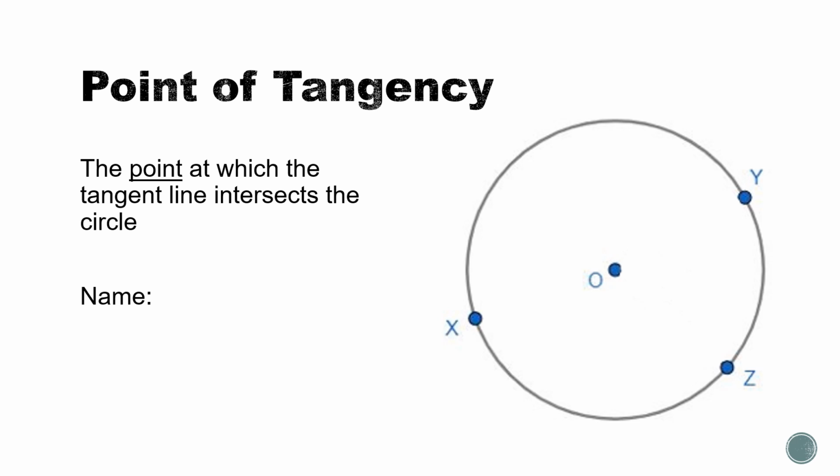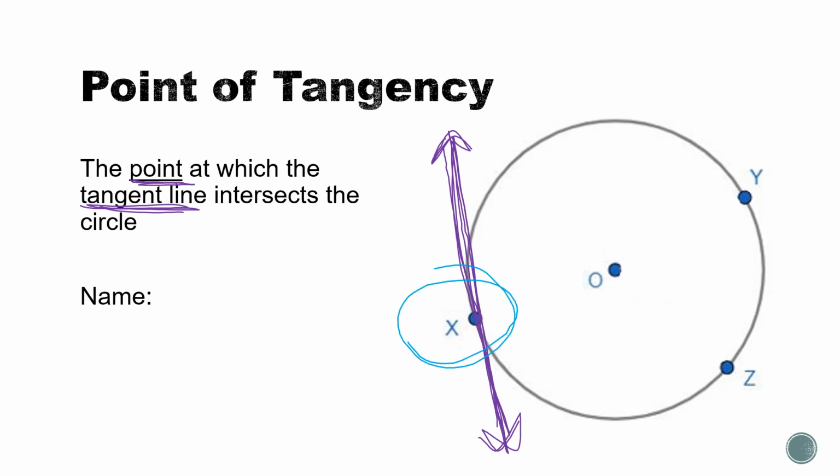Point of tangency is just the point where a tangent line intersects the circle. So if we were to draw that same tangent line right here, then our point of tangency there is just point X. That's all it would be, just the point that's touching the circle.